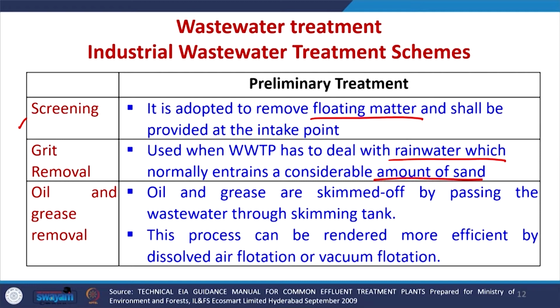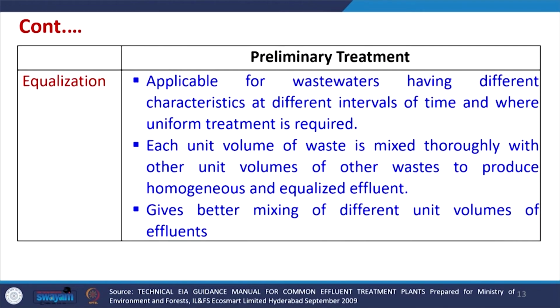Then oil and grease removal, depending on whether the wastewater contains oil and grease or not. So, that has to be installed. Oil and grease are skimmed off by passing the wastewater through a skimming tank. This process can be made more efficient by using dissolved air, so dissolved air flotation or vacuum flotation techniques can be combined for oil and grease removal. So, this is under preliminary treatment. Then we have an equalization basin.